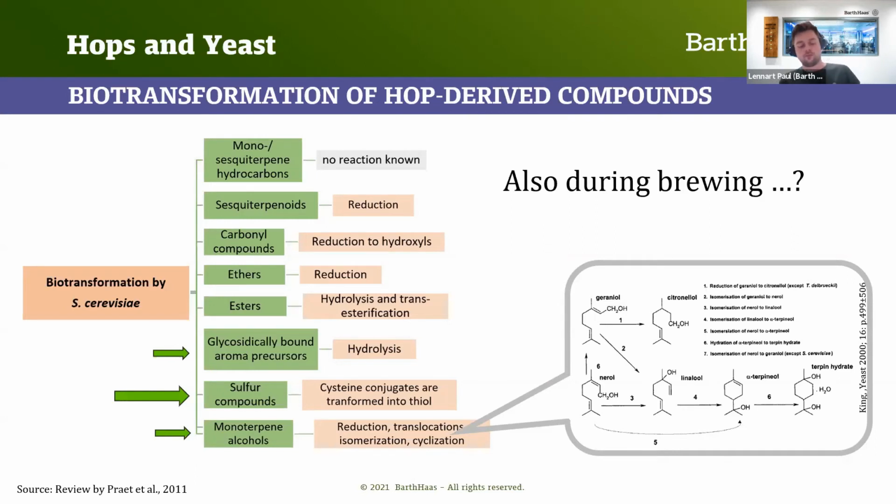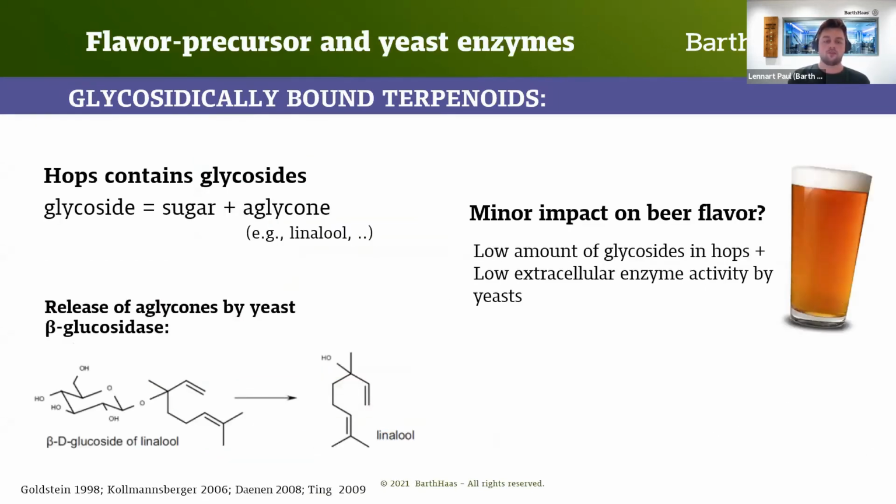And if you'd like to suppress this transformation, it's probably good advice to add the hops later in the process, so the yeast is not that active anymore. But I will go into detail about some process adjustments later on. So let's jump into the glycosidically bound terpenoids, which are a very hot topic at the moment.